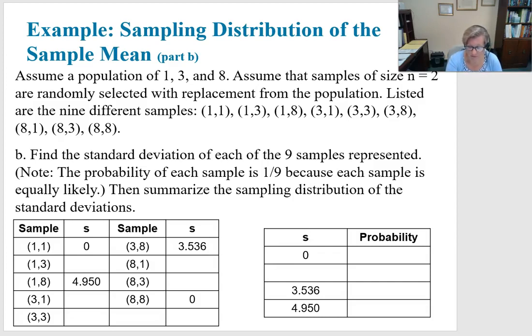Okay, so the first one, say we got the sample 1, 1. What's the mean? What's the x bar, right? Well, 1 plus 1 divided by 2. 2 divided by 2 is 1. So there's our mean. And then your standard deviation.